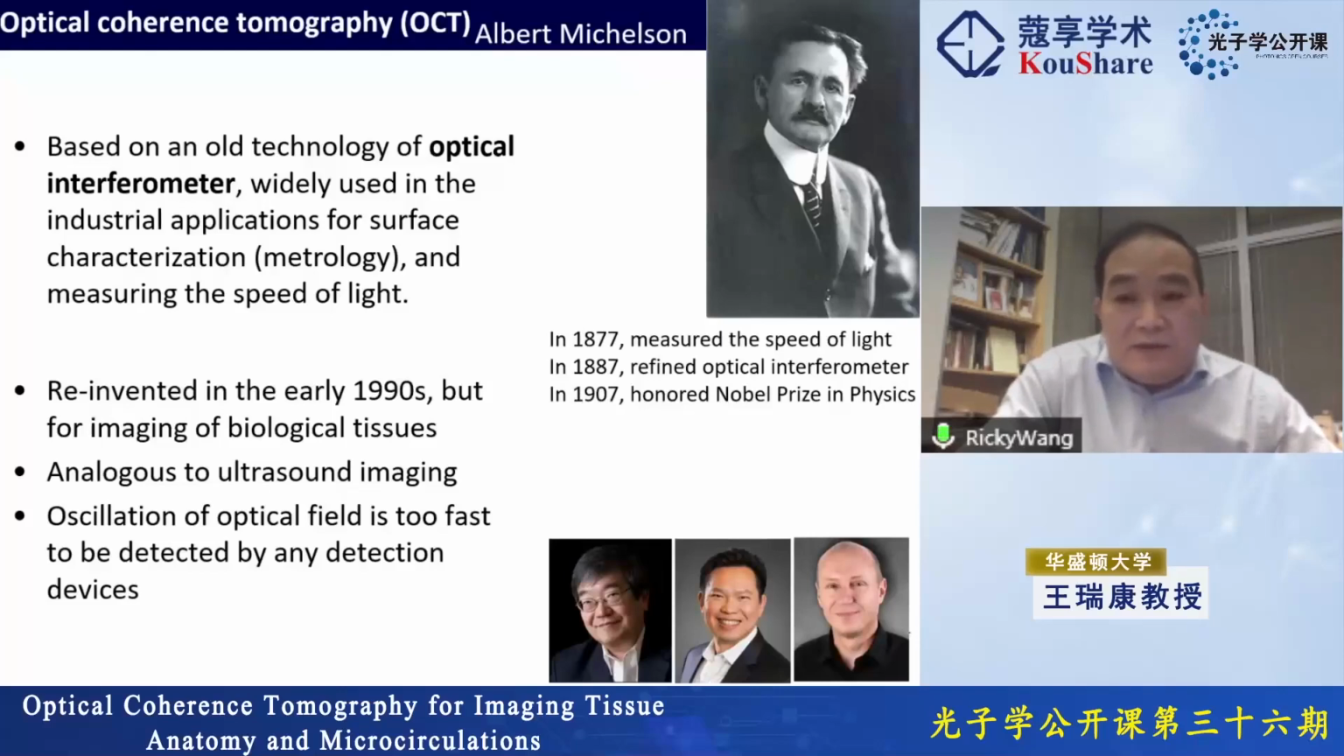The oscillation frequency of the light is about 10 to the power 14 hertz. And even nowadays, you do not have any detector that has that fast oscillation or faster response time to measure the light oscillations. So therefore, to measure the light echoes from the tissue, you have to use a different approach.